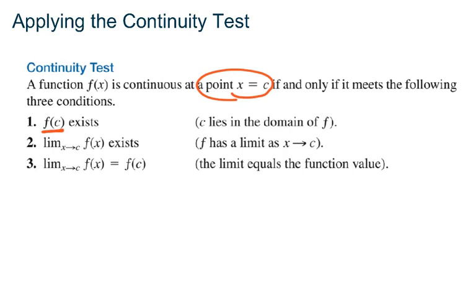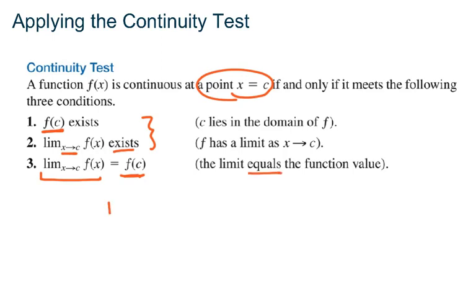So you need to show that the output value exists, which means I can plug c in and get a value out. We also need to show that the limit as x approaches c exists. So there's a function output and a limit at that c value. And then part 3 just says that that output value, f of c, and the limit as x approaches c, those need to be equal.